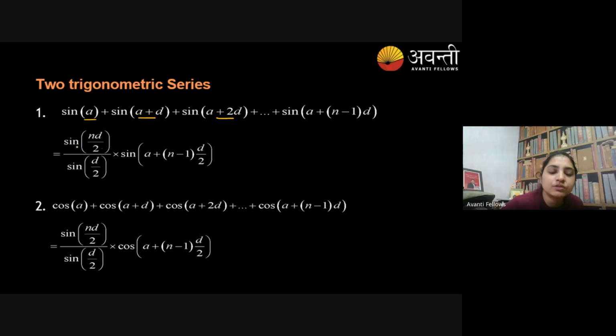They are equal to sine(nd/2) by sine(d/2) into sine(a + (n-1)d/2). Noted? In the same way, the same formula holds for cos. Only sine and sine remain; only one cos will be replaced with sine. Noted? Take the screenshot. I will share the notes just after the class. They are the special series. Avni, what do you want to say? Noted or not?